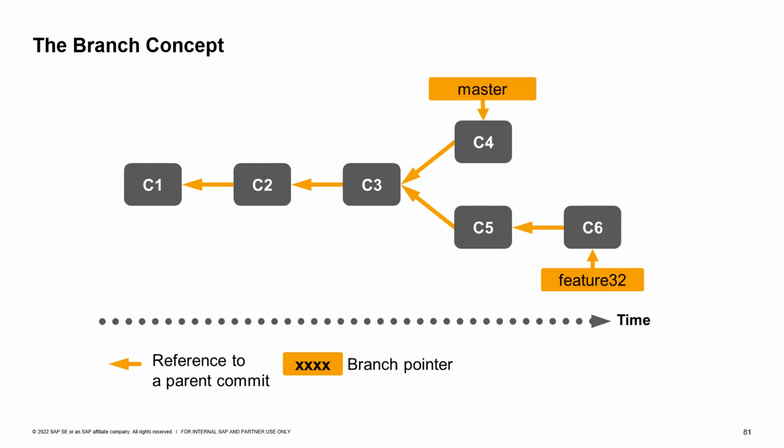Let's take a look at the branch concept. Branching is one of the core concepts of Git, which provides a huge flexibility at a very low cost. So what is a branch? From a conceptual standpoint, a branch is a series of commits. Technically, a branch is just a pointer that references a particular commit of the project history.